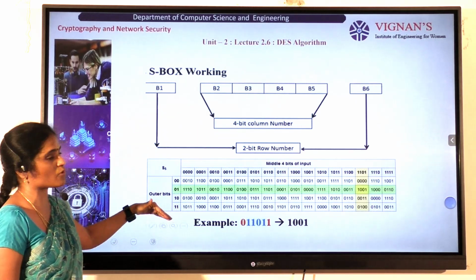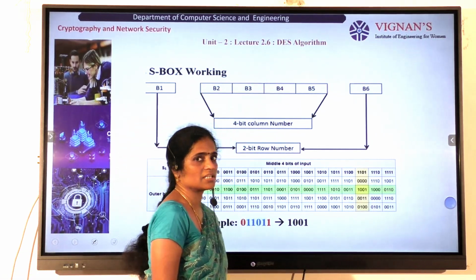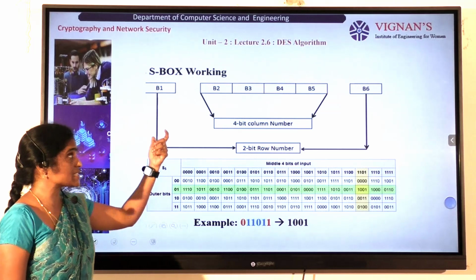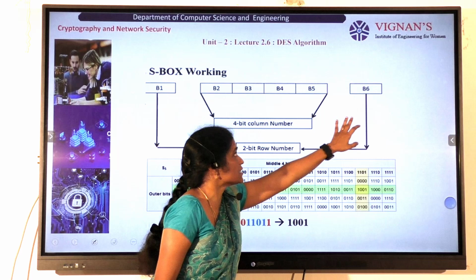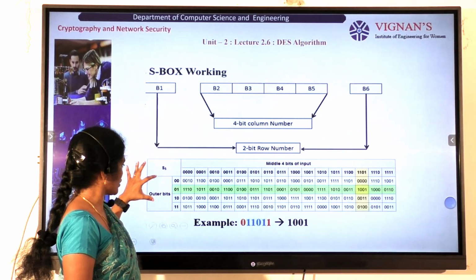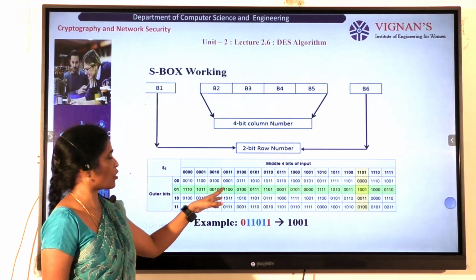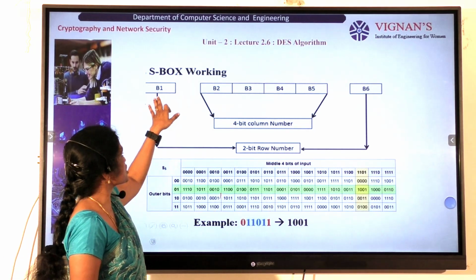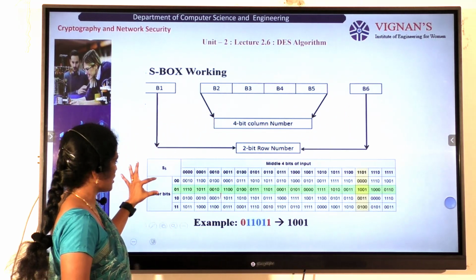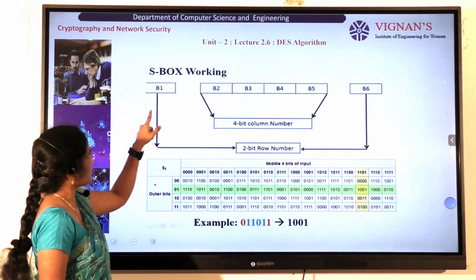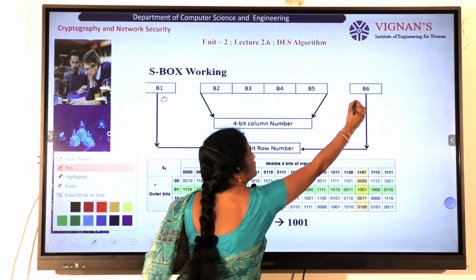See the process of S-box working here. Each block contains 6 bits of information. In those 6 bits, the first bit and the last bit are taken as the row data. Here, these are the rows, and these are the columns. The first bit B1 and the last bit, the 6th bit B6, are chosen for the row. Here the first bit is 0, and the last bit is 1.